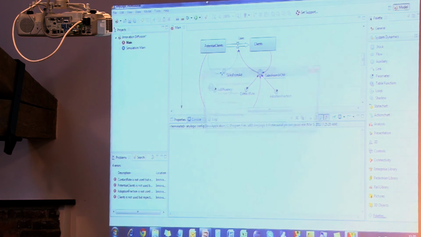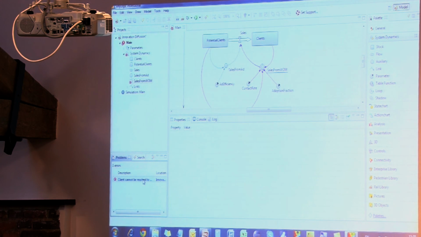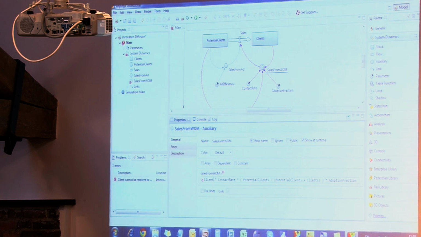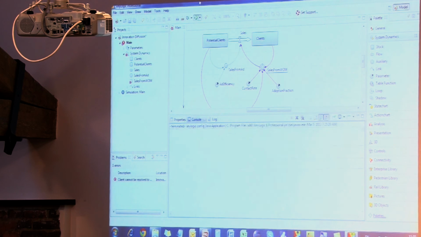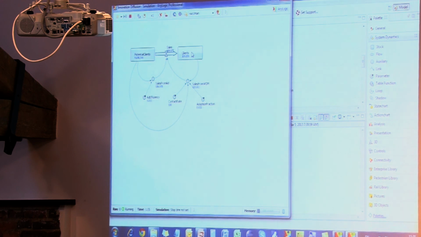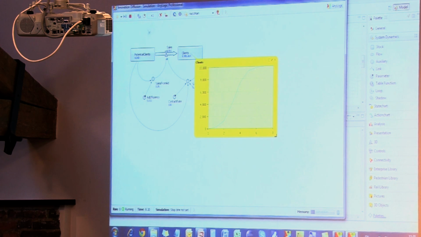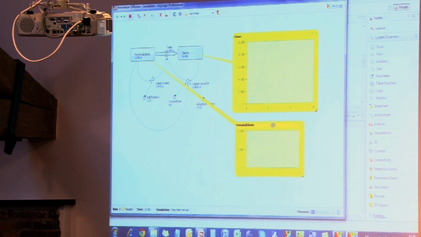Let's run the model now. Oh, I have some errors. Clients. Yes, clients. That was my error. So sales are going on. The dynamics is different now. This is the number of clients over time. This is the number of potential clients, and that is my sales curve.